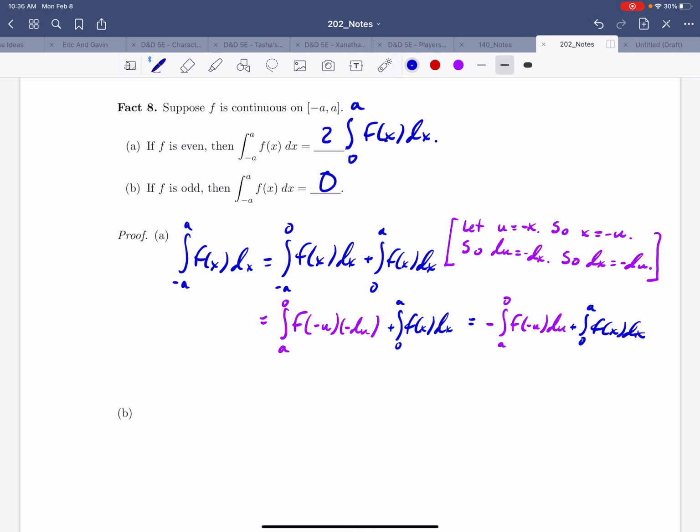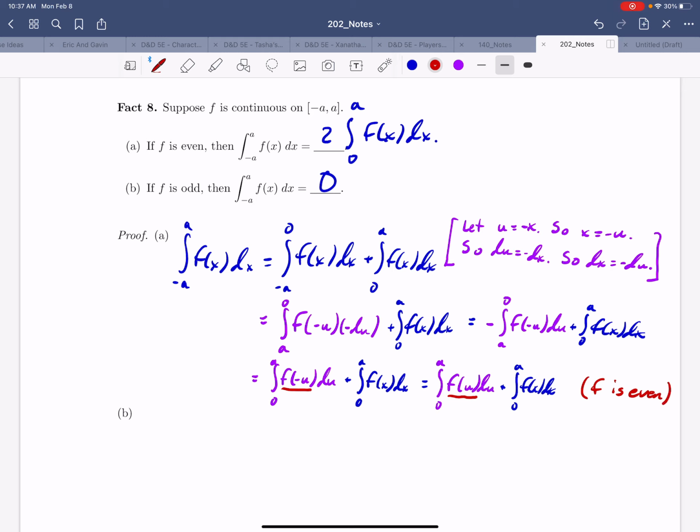Now at this point, we're going to use the integral property that we've used before. We're going to flip the bounds, right? We don't care about the integral from a to 0. We care about the integral from 0 to a. Well, that means that we get rid of the negative sign. And maybe at this point, you can see where the evenness of f is going to come into play here. Because f of negative u is the same as f of u. Because f is even. So f of negative u equals f of u.